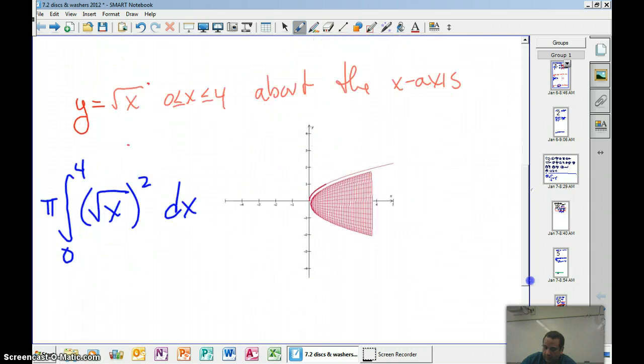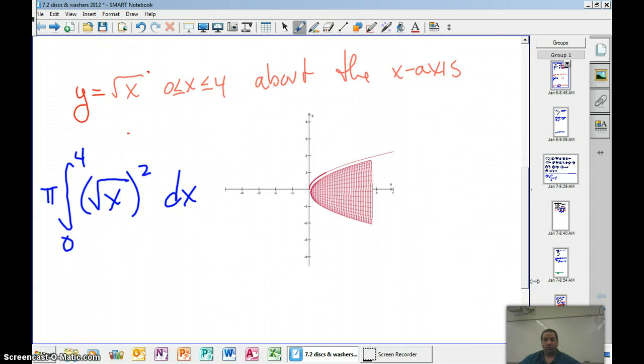Now, we have a problem here. We're going to take y equals the square root of x around 0, 4, so our limits of integration would be 0, 4, and we're going to rotate it about the x-axis. So we're going to plug it in the formula, and this is what we get. The picture looks like this, where this is 4, the square root graph right up to 4, and when we rotate it, we get that cone-looking thing.